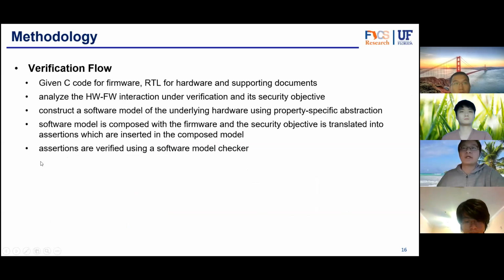Last is the verification flow. The verification flow begins with the given C code for firmware, RTL for hardware, and supporting documents, such as the security architecture specification and register description. We analyze the hardware and firmware interaction under verification and its security objective. We then construct a software model of the underlying hardware using property-specific abstraction. The software model is composed with the firmware, and the security objective is translated into assertions, which are inserted in the composed model. And last, the assertions are verified using a software model checker.